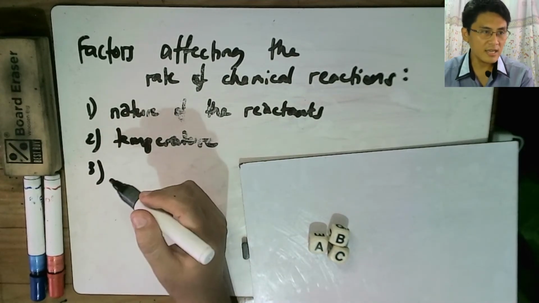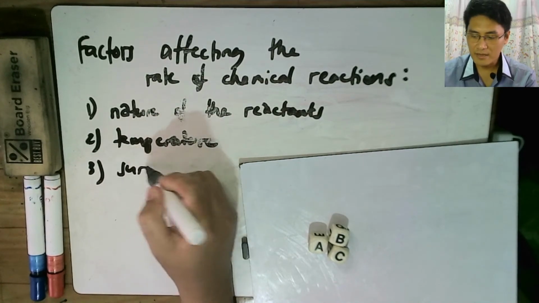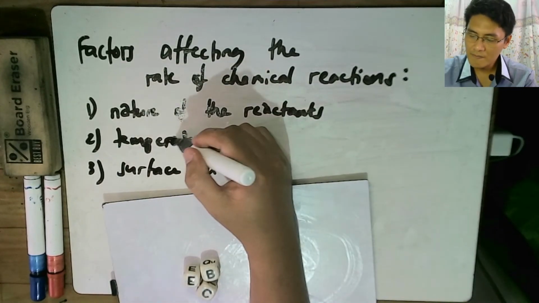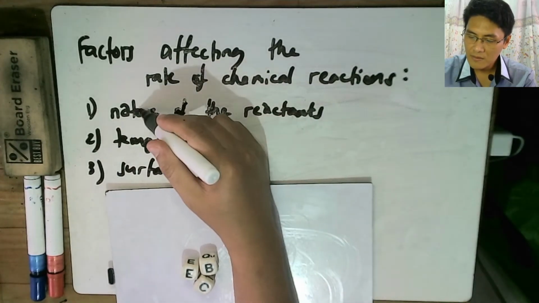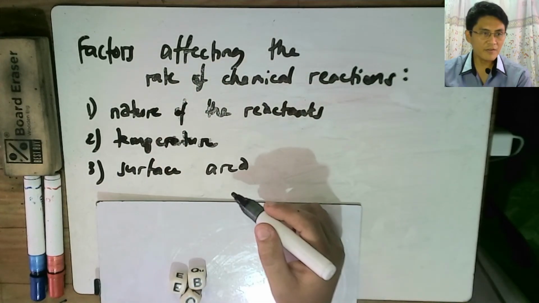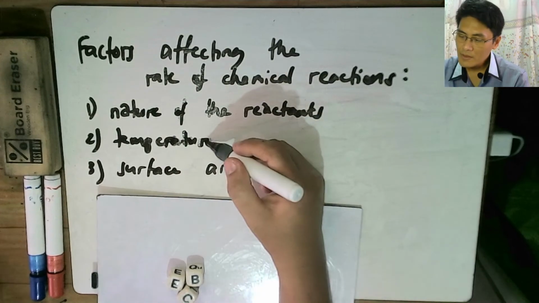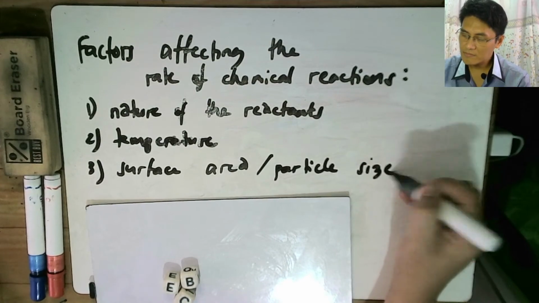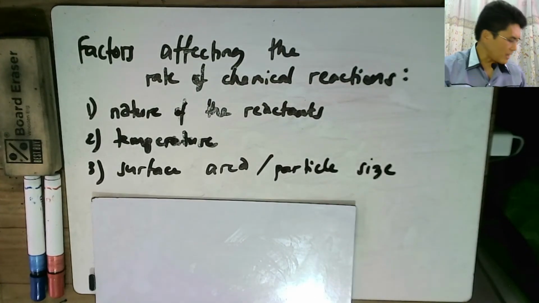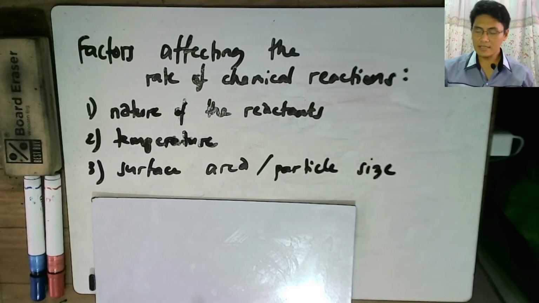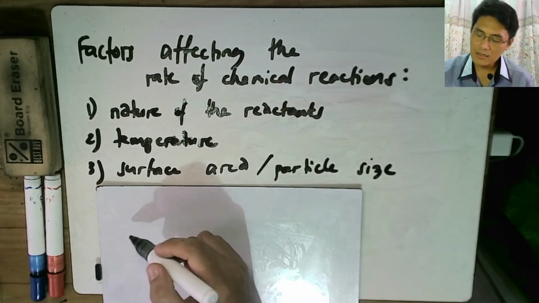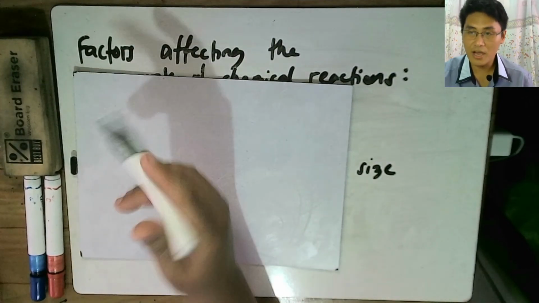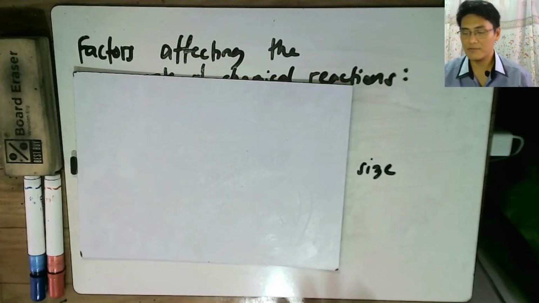Number three is this idea of surface area. The surface area of the reactants involved. Surface area, or sometimes we call this particle size. Okay, and why is that? Well, the idea is this. Let's say you have, and for simplicity's sake, let's just take a combination reaction. So chemical A reacting with chemical B, for example.